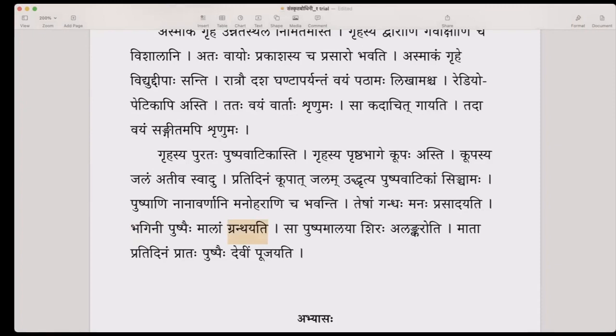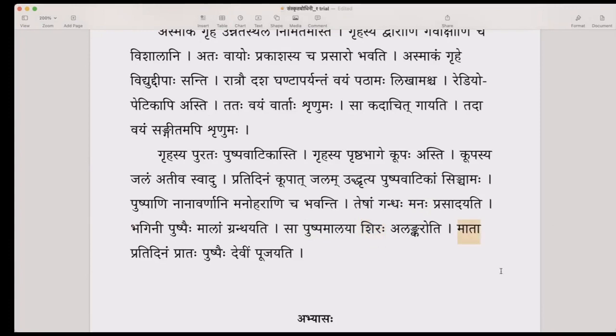Sa pushpa malaya shiraha alankaroti. She decorates her head with the flower garland. So pushpa malaya is what vibhakti? It should be tritiya vibhakti ekavachanam. Okay, correct. Shiraha is? Shiras, sakaranta pullinga. No, napunsakalinga, just like manas. It is also napunsakalinga. That's fine. But what vibhakti? It is dvitiya vibhakti ekavachanam, because it's the object. Perfect.